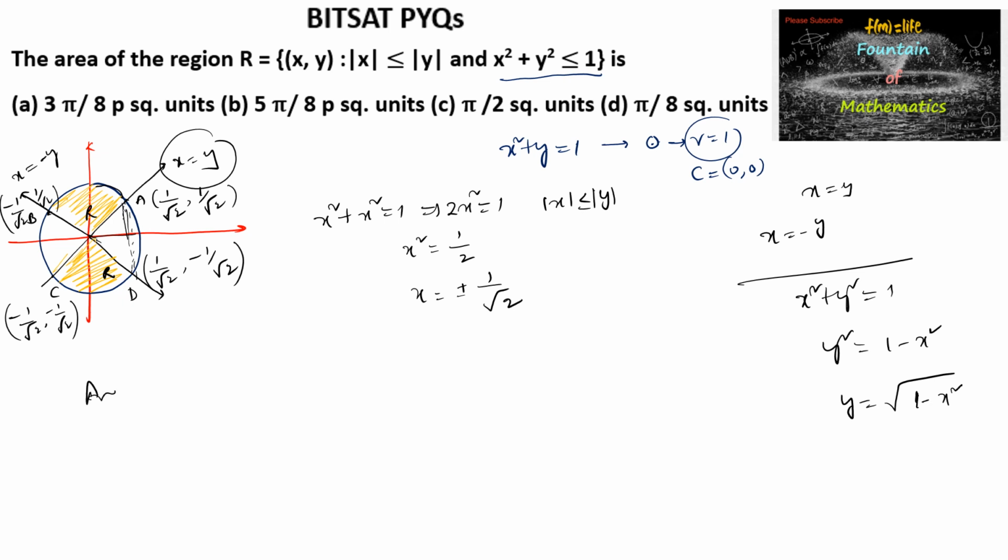So we can write the required area is equal to, and here we can also consider this is 4 times, all are symmetrical portions. So 1, 2, 3, 4. So we can write 4 times integral 0 to 1 by root 2. Upper curve is root of 1 minus x square, minus lower curve will be y is equal to x, the whole dx. So let us integrate 4 times integration of root of a square minus x square.